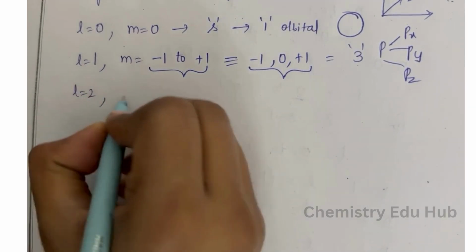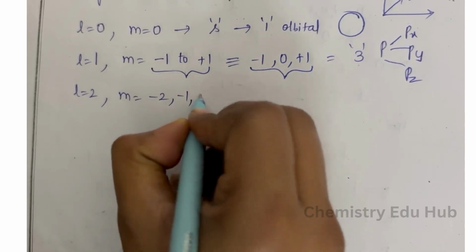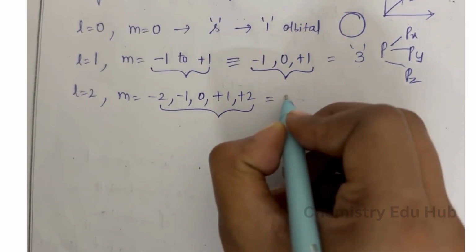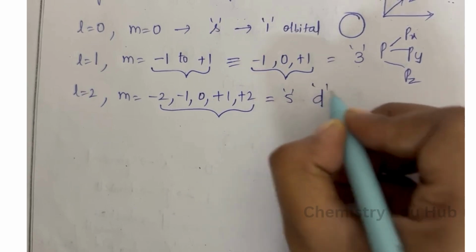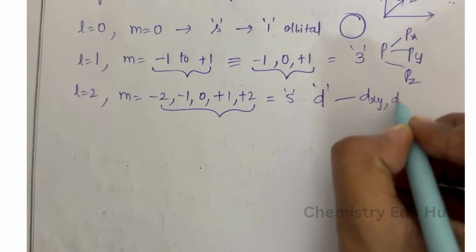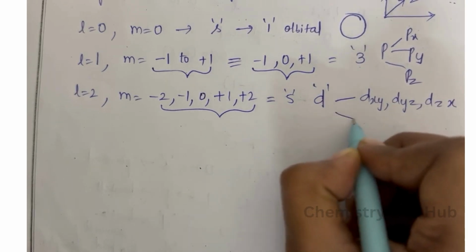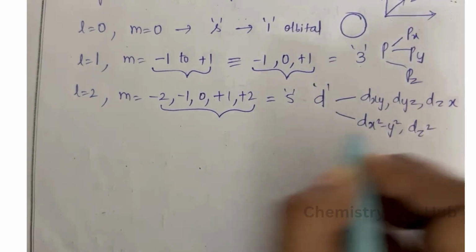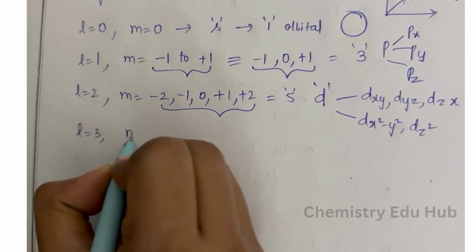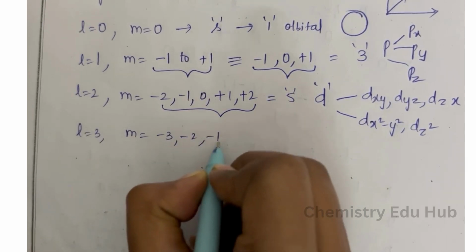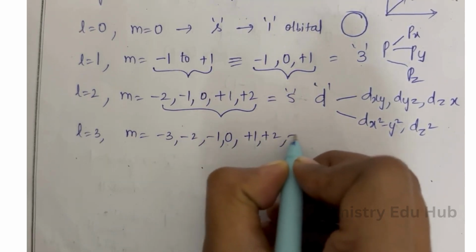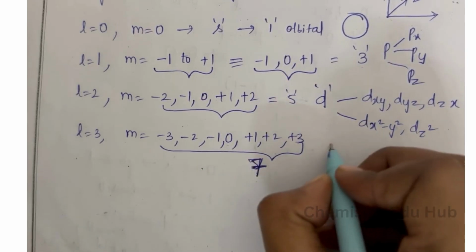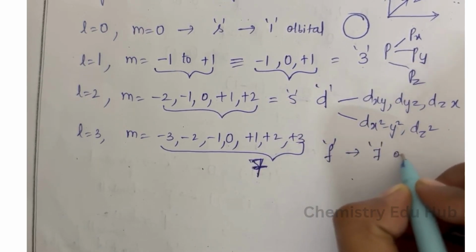Similarly, if the L value is 2, then M ranges from minus 2, minus 1, 0, plus 1, plus 2. So how many values? 5 values are there. For the D subshell, the orientations are dxy, dyz and dzx, and dx square minus y square and dz square. So there are 5 orientations possible. Similarly, L equal to 3 gives M as minus 3, minus 2, minus 1, 0, plus 1, plus 2, plus 3. Altogether 7 are possible. So for the F subshell, there are 7 orbitals available.